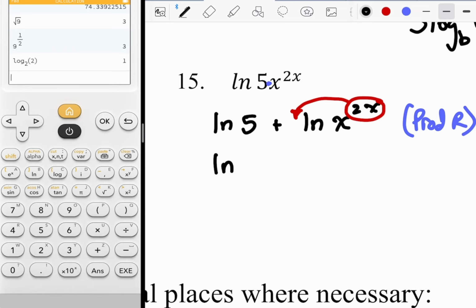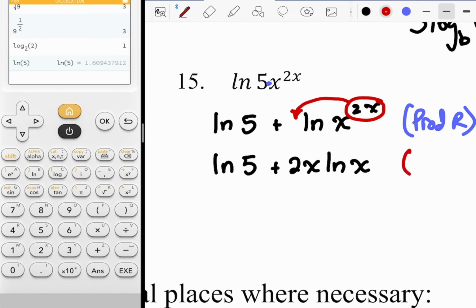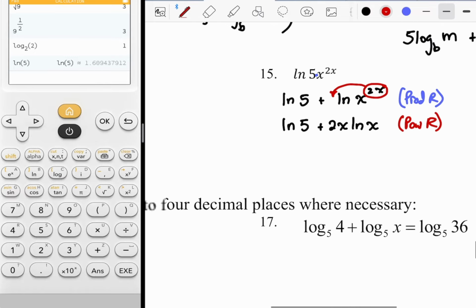Now that ln of 5, you could chuck that into the calculator, but it's going to give you a pretty gnarly looking decimal. I'd rather have the ln 5 than the gnarly looking decimal. So I'm going to leave this as ln of 5. So plus 2x ln of x, and again that was the power rule. All right.